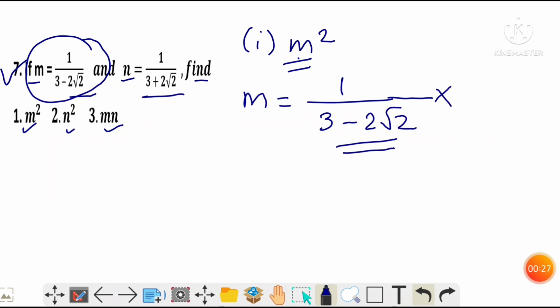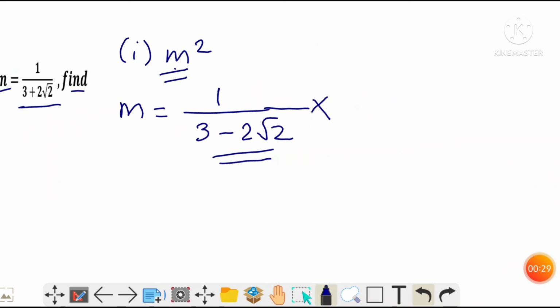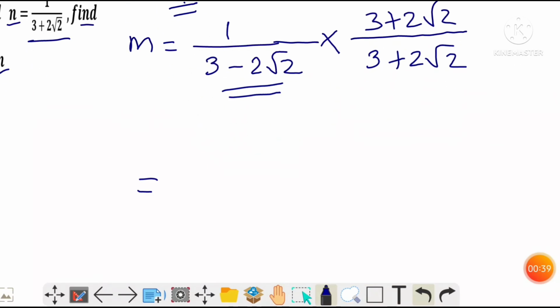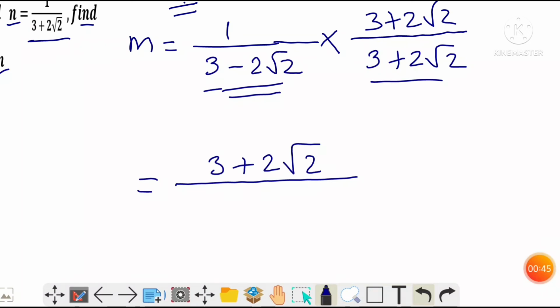In the denominator we have the roots, so first we have to rationalize the value of m. So we are taking the positive sign, 3 plus 2 root 2, as our rationalizing factor. By multiplying in the numerator we'll get 3 plus 2 root 2, and in the denominator a minus b into a plus b, that is a square minus b square.